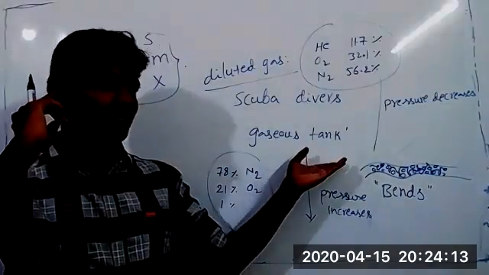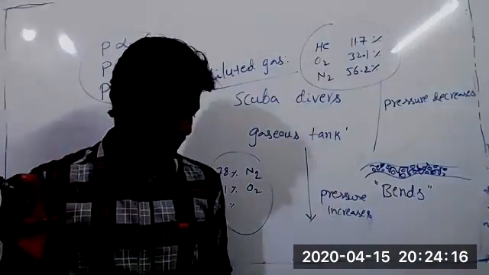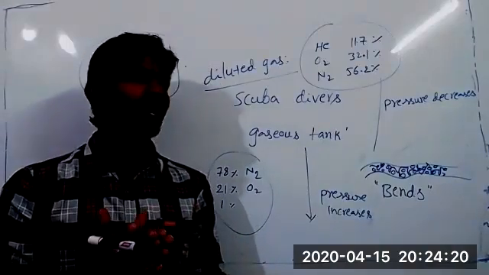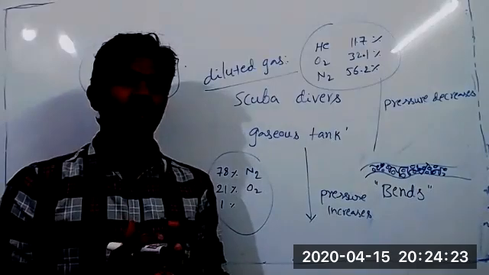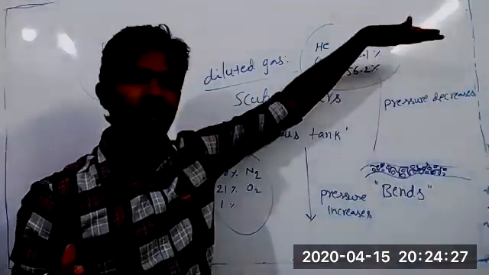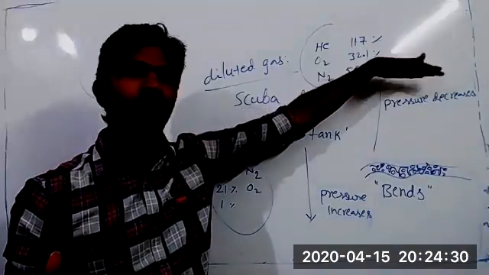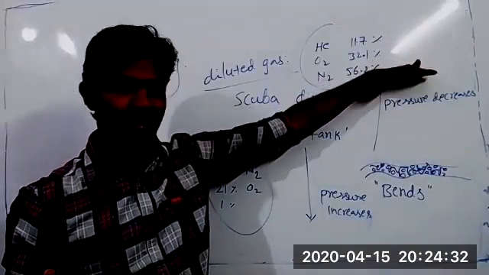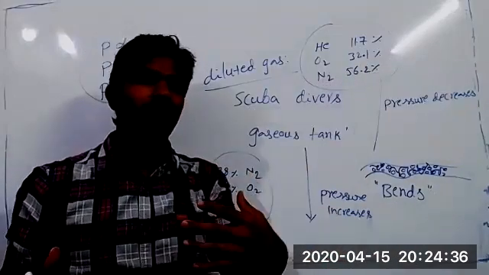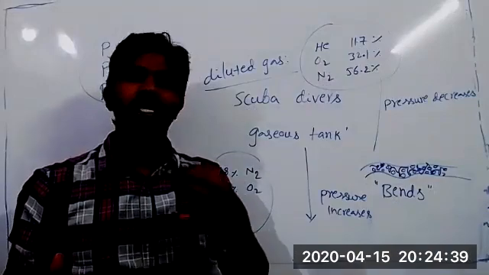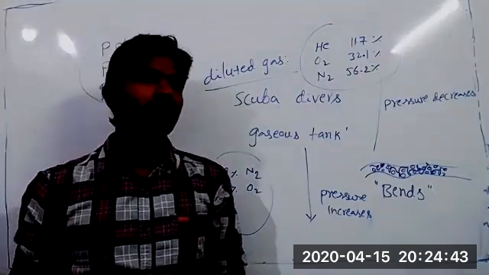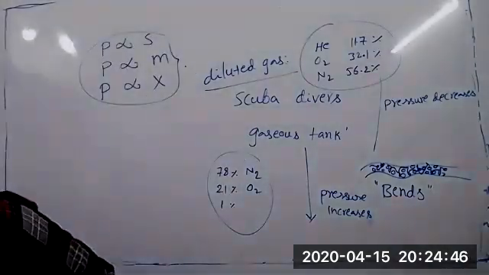Okay, this is the second application. Next one is mountain climbers, or even people who are living at higher altitudes. Actually, at higher altitude, the pressure of gas is very low. Availability of oxygen also decreases. Due to insufficient supply of oxygen, it decreases the thinking capacity. It leads to the disease anoxia.